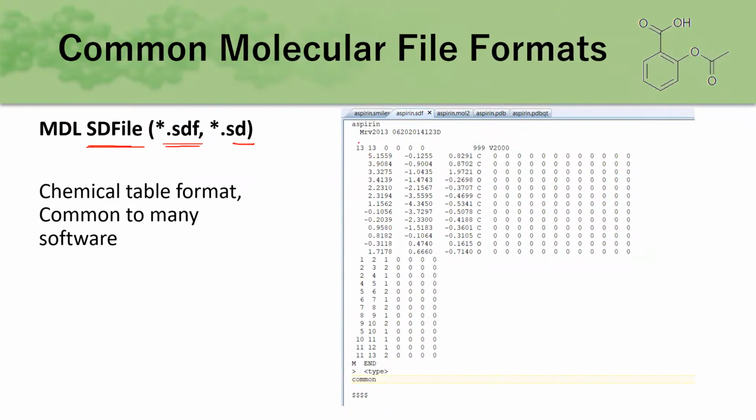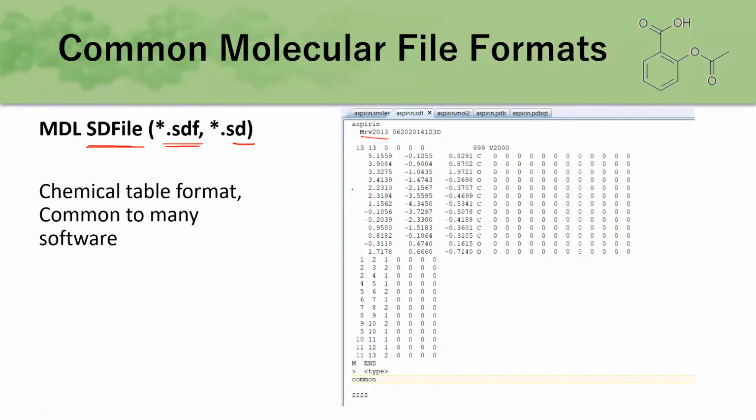In this example, as you can see, the molecule name is aspirin. The software used to draw the structure is MarvinSketch version 2013. Then the number of atoms and the coordinates are given for all three columns, that is X, Y, and Z. So this is a three-dimensional structure of the molecule, which can be drawn as a 3D coordinate system by the software. And then you have the connectivity of each one of those.